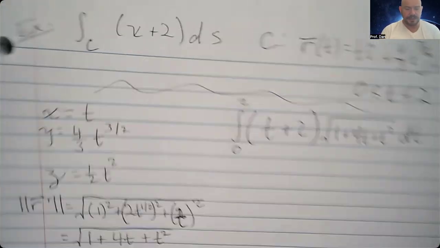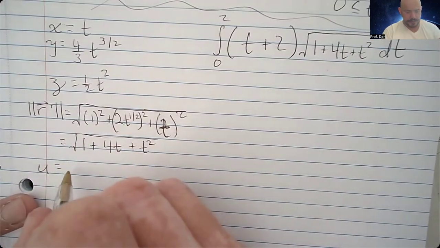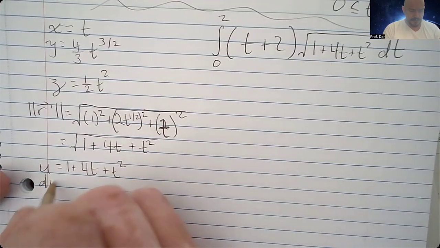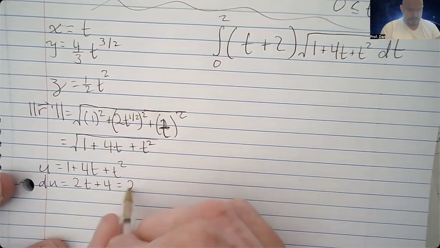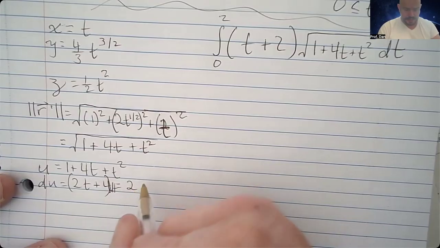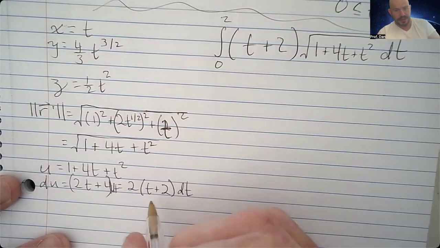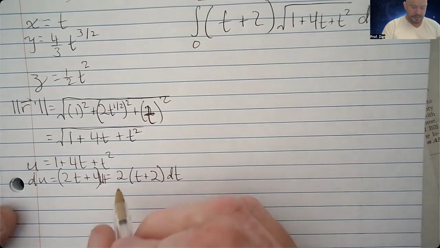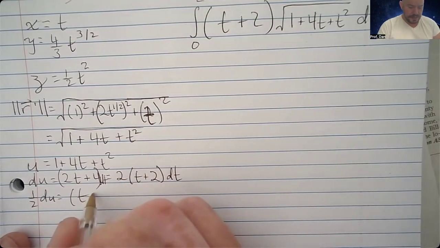So off to the side where I did all my other side scratch work, we're going to do our u sub. So u is equal to the inside of the root, which means that du is going to be equal to 2t plus 4 dt, which I'm going to write more conveniently as 2 times t plus 2 dt. All right, so all I did is I factored a 2 out. Then I noticed that I only have t plus 2 dt in my integrand. So I'm going to divide both sides by 2, and I get 1/2 du is equal to t plus 2 dt.